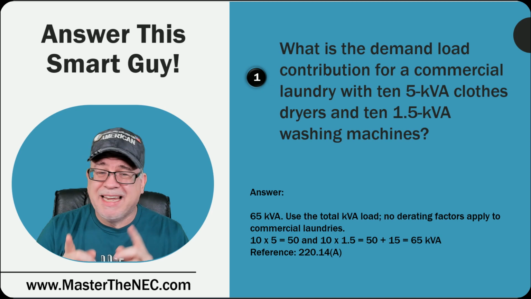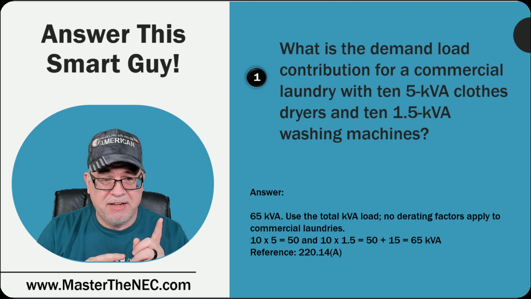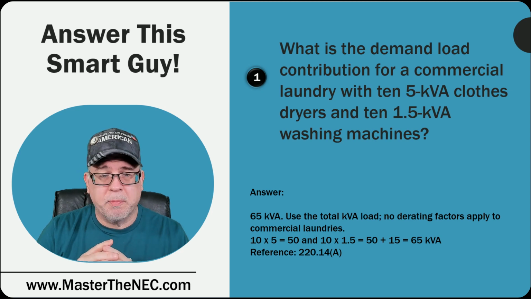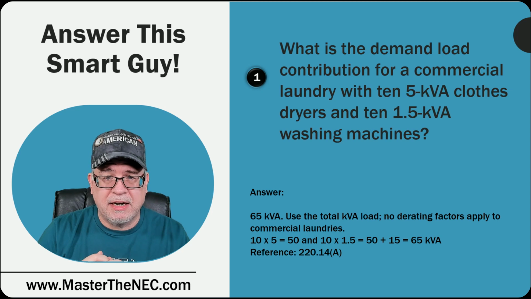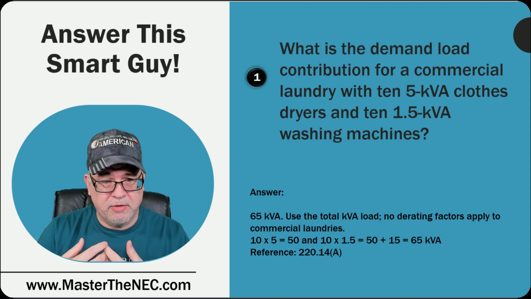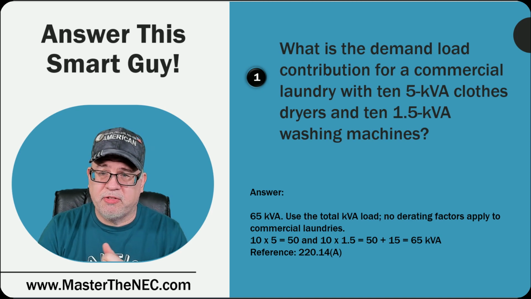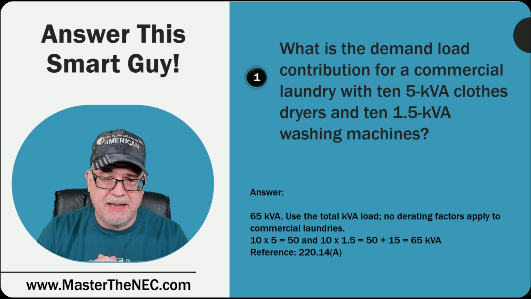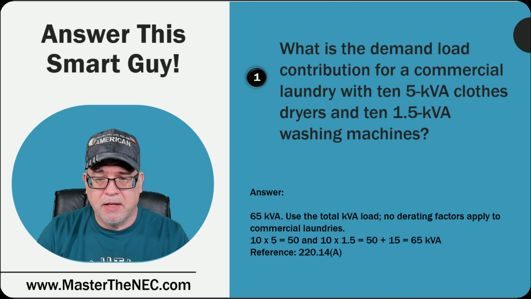Now, remember, we can't use any derating factors that are in 220.54. Can't do that. So in this case, we're specifically given values. We have 10 5 kVA clothes dryers, and we have 10 1.5 kVA washing machines. And we're trying to find out what the total demand load contribution is. Okay, so in this case, it's simply 10 times 5 kVA, or if easier for you, 10 times 5,000 VA. We like to work everything into VA.